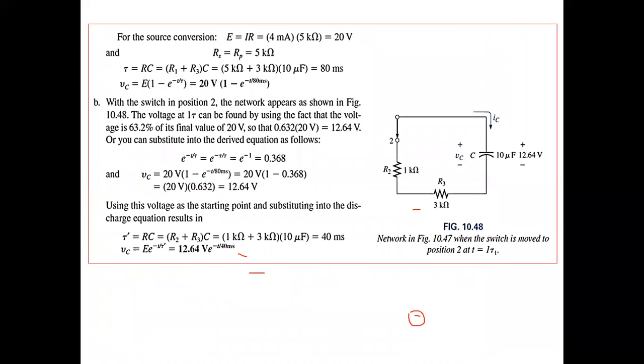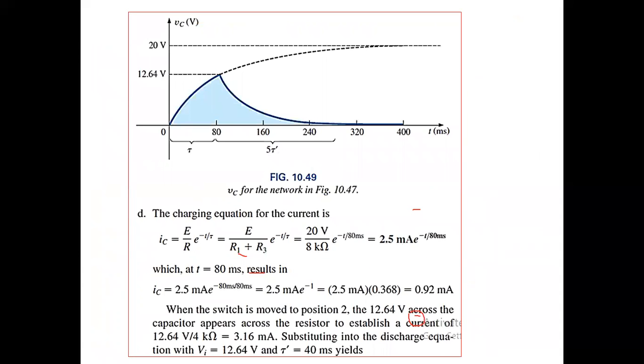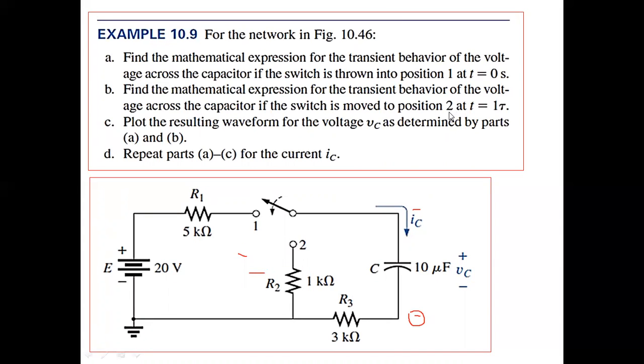Now let me discuss one thing. The switch is moved to position number 2 after one tau. It means the switch has not been placed in position number 2 for the complete 5 tau time. The switch is moved to position number 1 at t equal to 0, and after 1 tau time the switch is moved to position number 2.